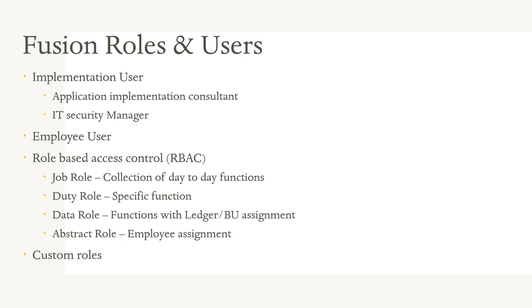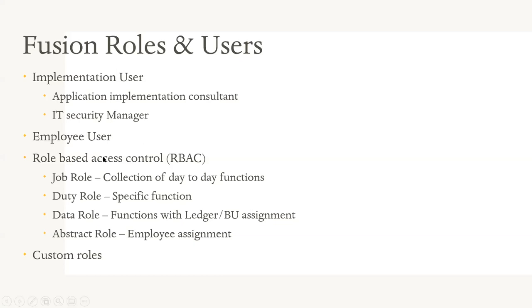And then we have employee user. The employee user is the one who will be assigned maybe the business unit or the ledger he is working on, maybe the GL part or the AP part. Accordingly, he will be assigned the particular roles and the access to the business units. Okay. And then we have the role-based access control.